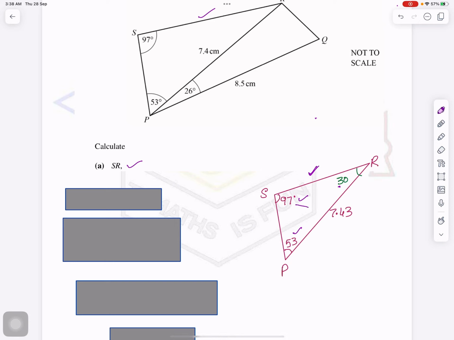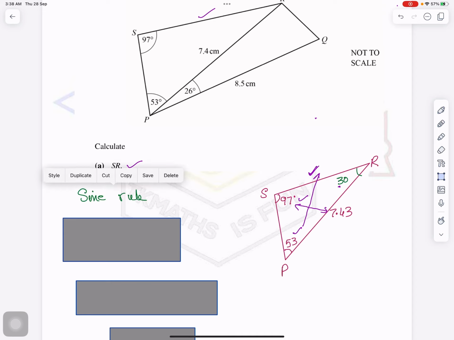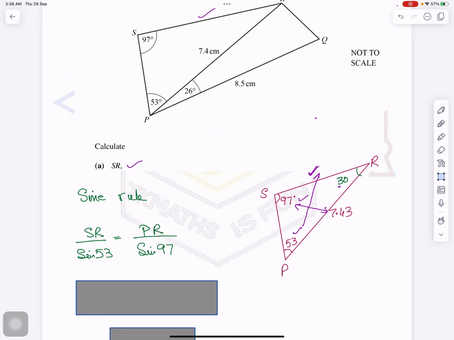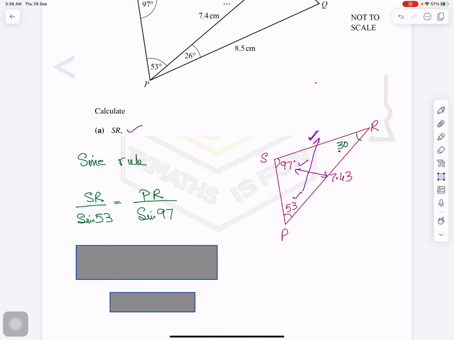Why? I will do this divided by this because I know this angle and this side, and then this angle and this side. So how will I write it here now? I will write SR divided by sine 53, because this side and this angle, okay? And then is equal to PR divided by sine 97. PR is this side, and this is the angle opposite to the side PR. And after that I'm plugging in the values.